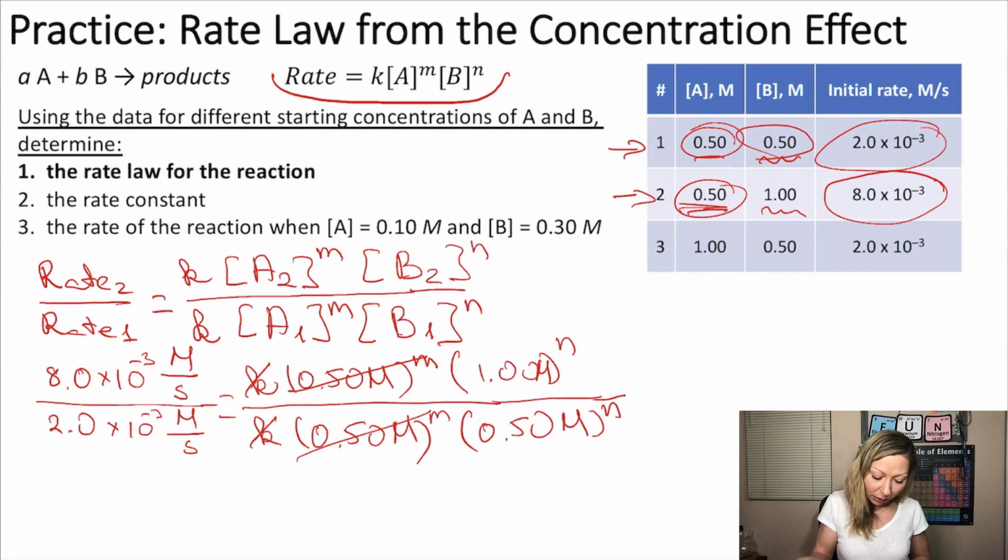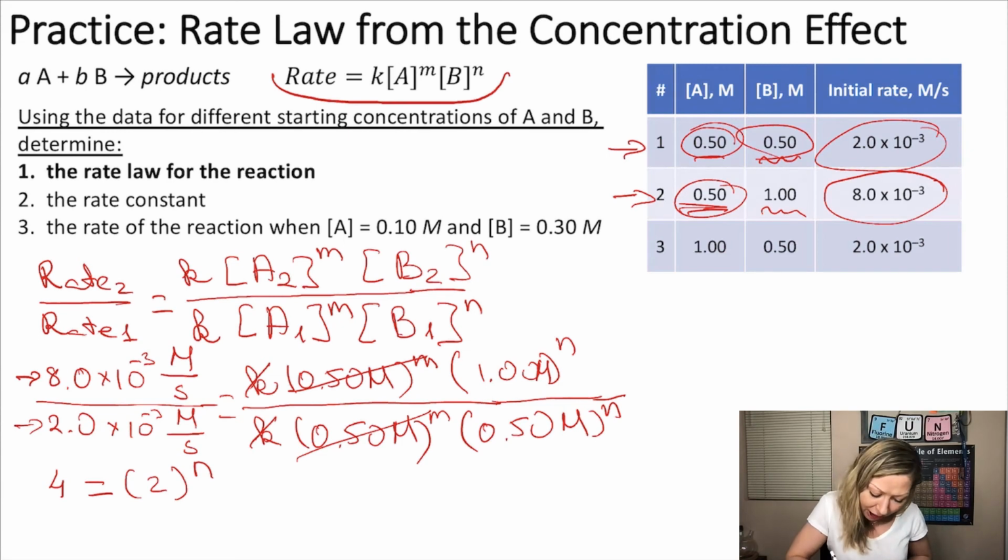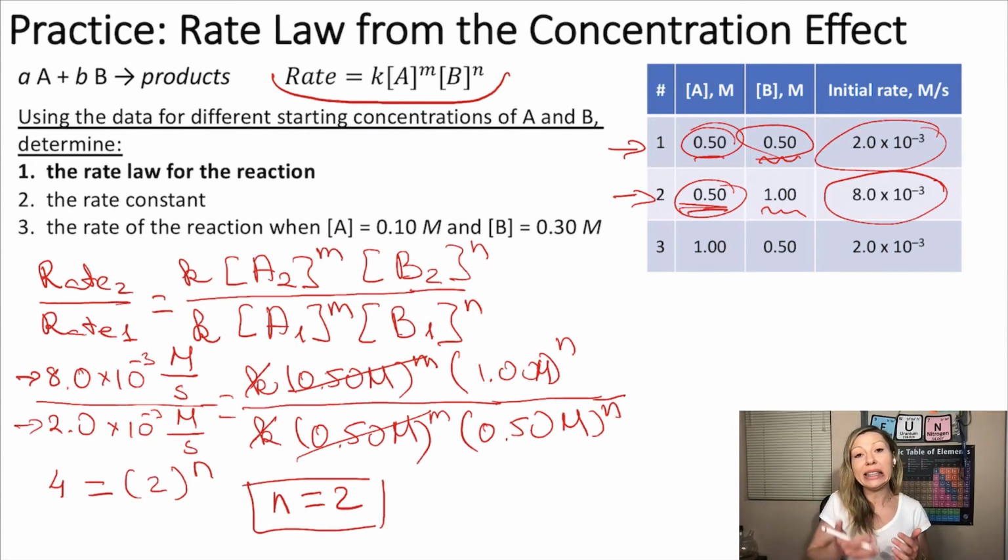And now I can do the calculation. So 8.0 times 10 to the negative third divided by 2.0 times 10 to the negative third is going to give me 4. And 4 is going to equal 1 divided by 0.5, which is 2, on the exponent of n. So the only way this equation can be solved is if my exponent n actually equals 2. So this means that the order of B in this reaction is going to be second, okay? So second order in reactant B.